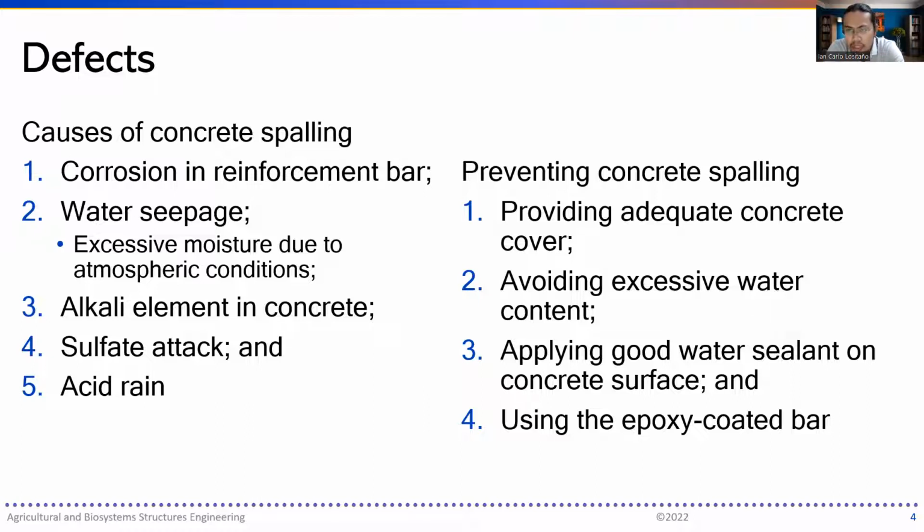Now, to prevent this concrete spalling, you have to provide adequate concrete cover. Paint is one. Avoid excessive water content. So later in the class, the right mixture of water, aggregates and cement is important. There's also applying a good water sealant on the concrete surface if that portion of the structure would be encountering heavy water from time to time. Using epoxy coated reinforcing bars is also one.